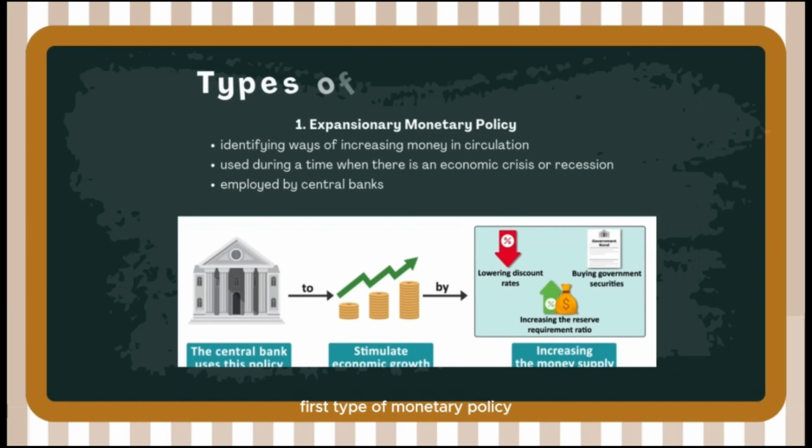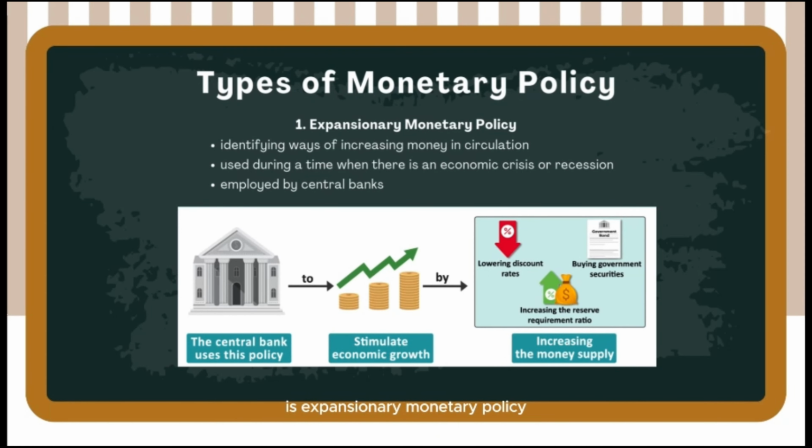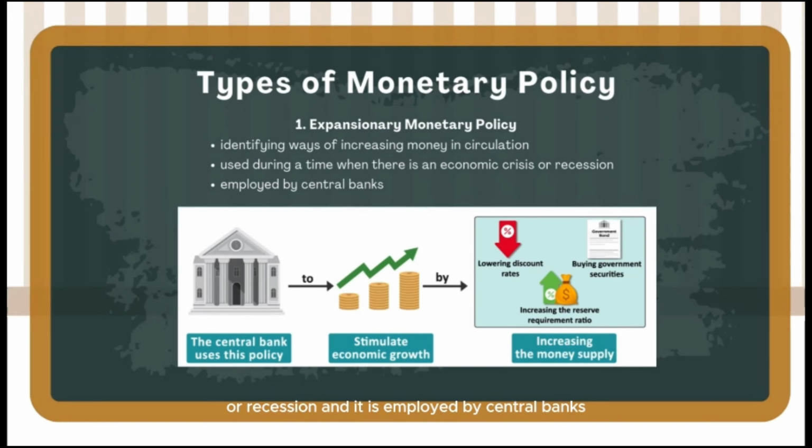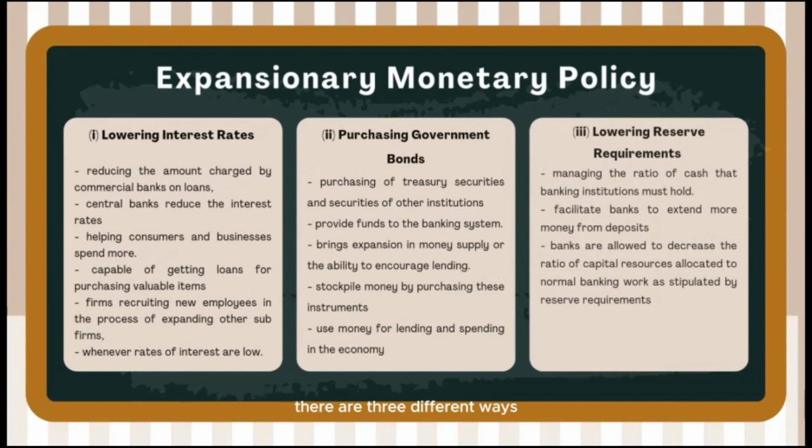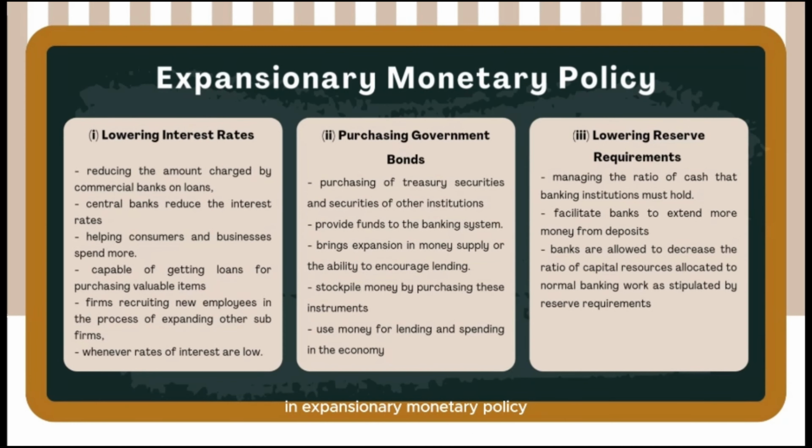The first type of monetary policy is expansionary monetary policy. It identifies ways of increasing money in circulation, is used during an economic crisis or recession, and is employed by central banks. There are three different ways in expansionary monetary policy.